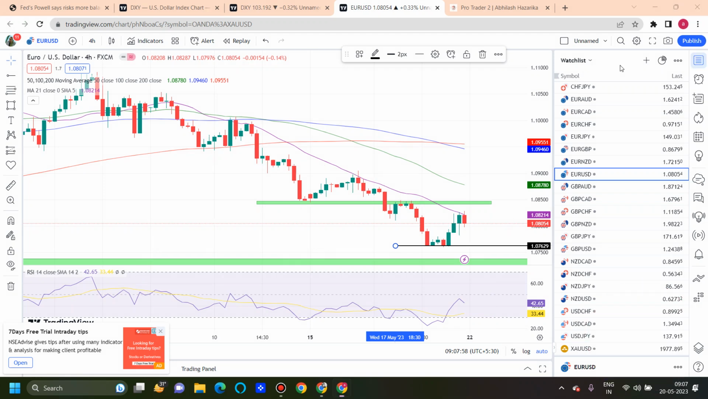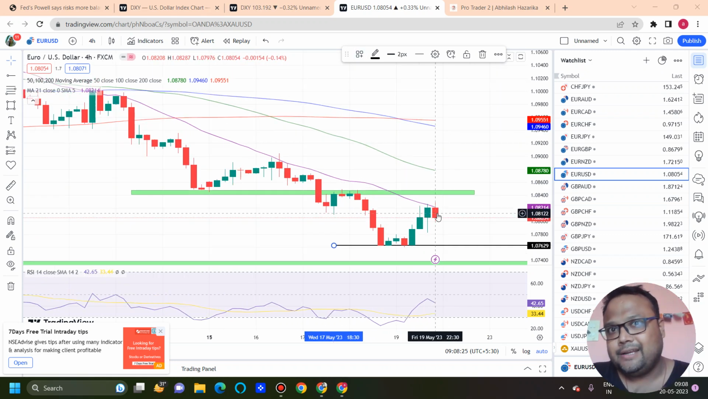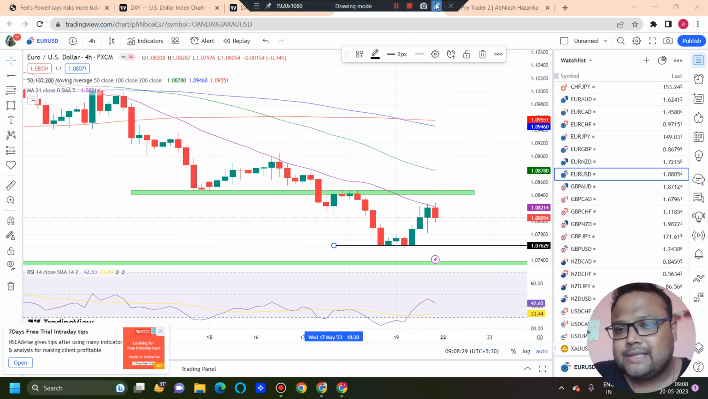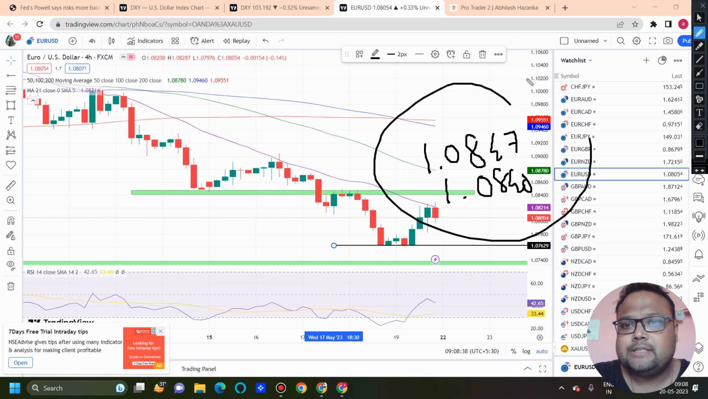Okay, and on the other hand, if market continues the upside because of the change in market sentiment, you may look for some quick selling opportunity around 1.0847 to 1.0840. Around this level, you can look for some selling opportunities. If market shows some price rejection from above, you can look for a sell.